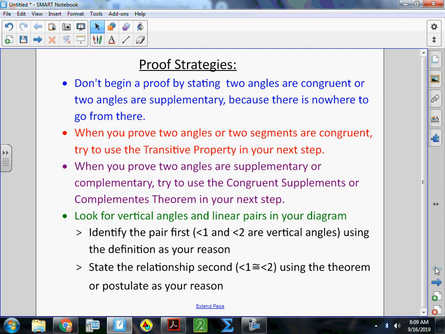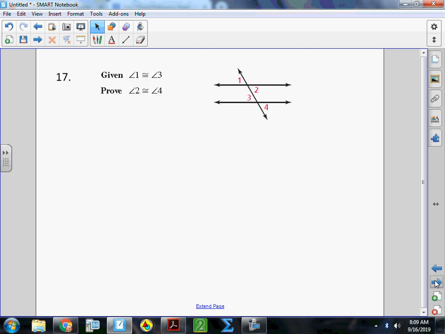And then after you identify it, you state that relationship. So if it's vertical angles, then angle 1 and angle 2 are congruent. If it was a linear pair, then angle 1 and angle 3 are supplementary. So let's see if we can use some of those strategies here. I have given angle 1 is congruent to angle 3. Strategy number 1, don't start there. One of my other strategies is look for vertical angles, look for linear pairs.